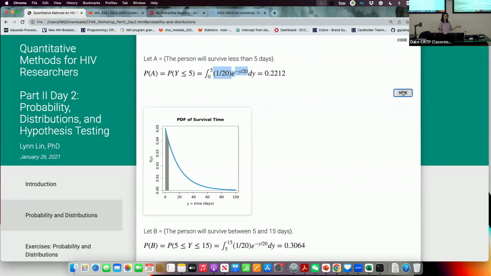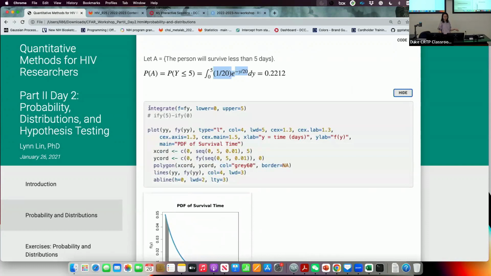And how to solve it? So you see in R, there's this integrate function. As long as you input this function and tell R the lower boundary and the upper boundary, R will automatically give you this integral value.